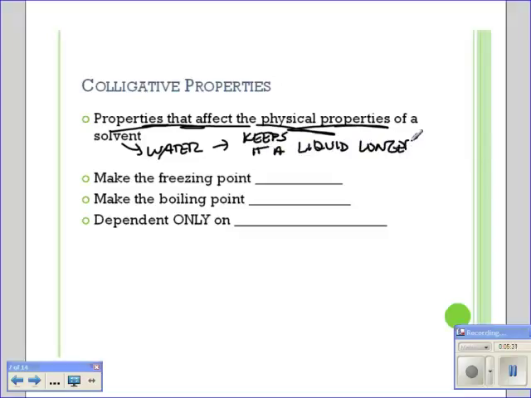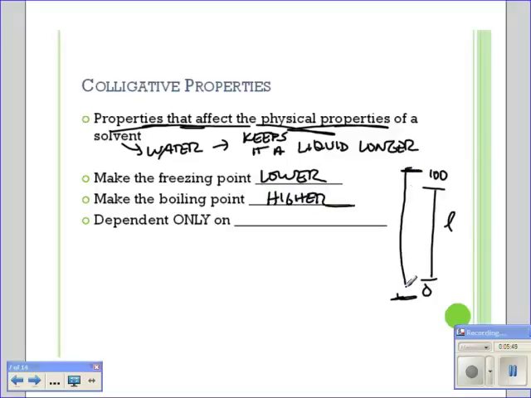The result of that is instead of the liquid part being from 0 to 100, it drops the freezing point lower than 0 and makes the boiling point higher than 100, so now I have a longer liquid phase. It is dependent on how much solute you add only. I don't care how much water you have, the more solute you add, the bigger the effect.